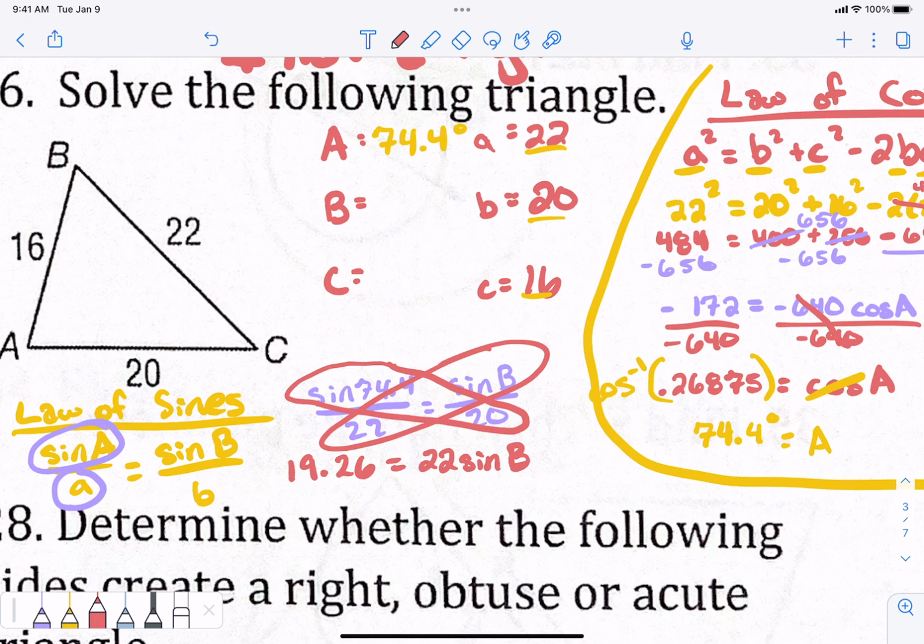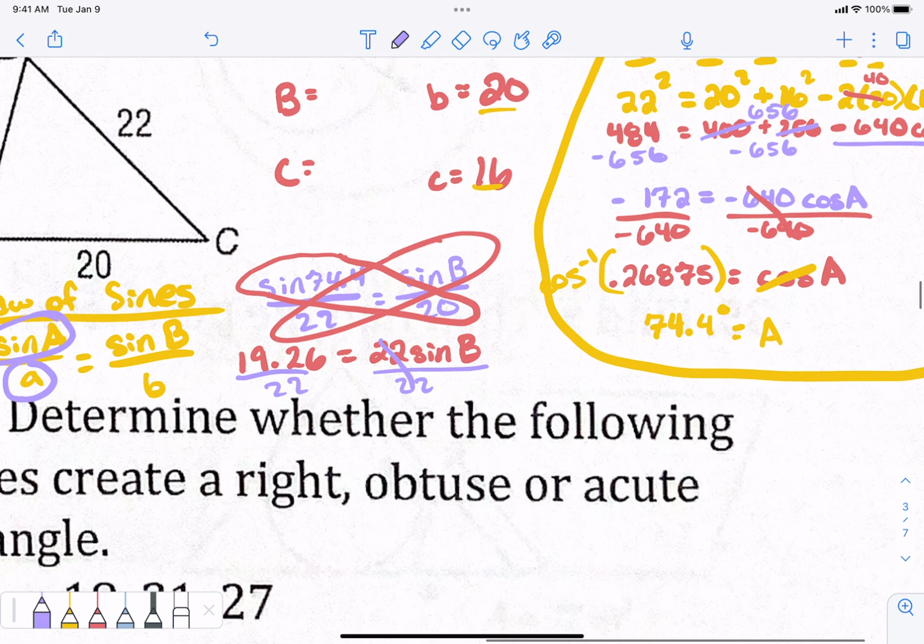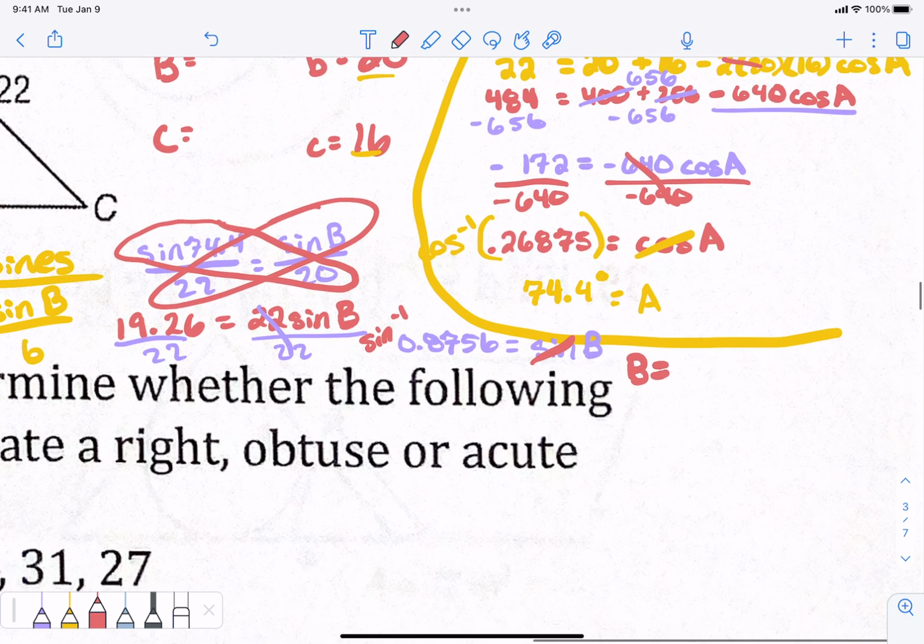And then one of the last things is divide by 22. So I take 19.26 divided by 22. And we're almost done. I get 0.8756, something like that, equals sine of B. Last thing. To get the sine to the other side, I do inverse. So I'm going to do inverse sine. This is a tough problem. This is one of the hardest ones. Probably the hardest problem on the whole test.